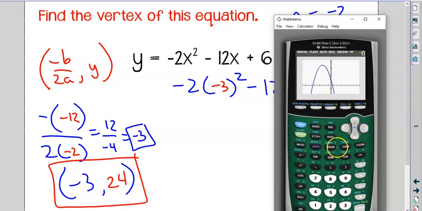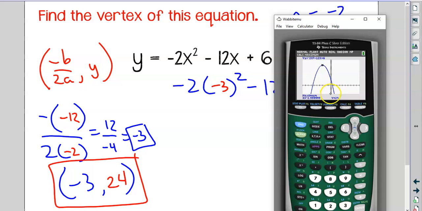So I'm going to do the same thing I did last time, which is I'm going to calculate the vertex by pressing second, calc. My vertex happens to be a maximum, so I'm going to choose number 4. Move my cursor over so that it is left bound. So click, click, click, enter. Move my cursor so it's right bound. Click, click, click, and enter. And negative 2.999, yep, that's a negative 3. Negative 3, 24.